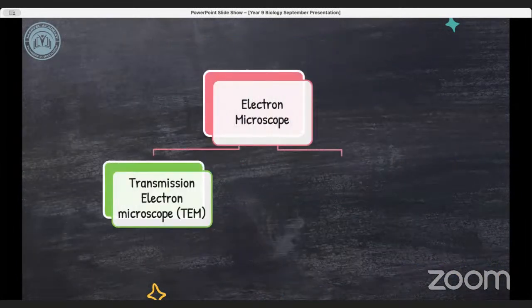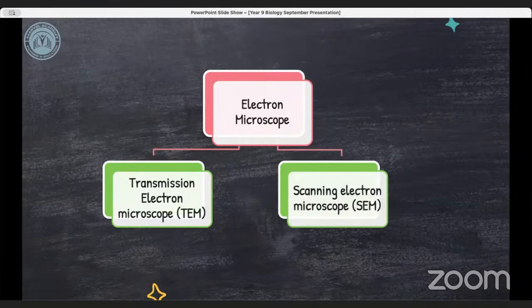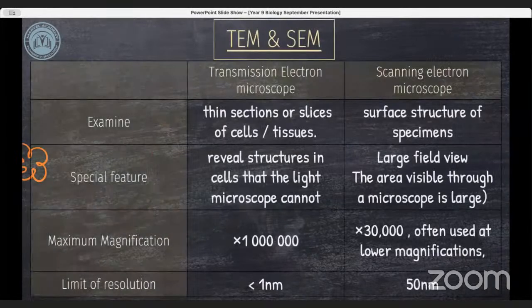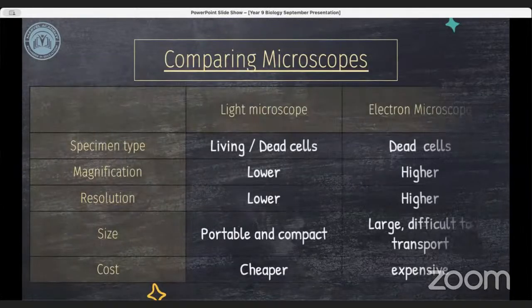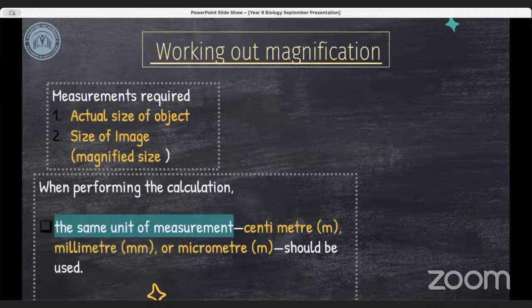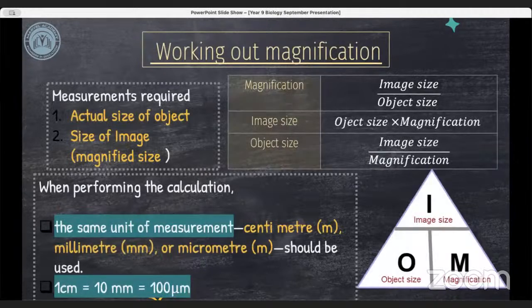Then, can you remember we spoke about the two forms of electron microscopes, transmission and scanning? This is the summary for that. We already learned about it, and we did the comparison of light and electron microscopes. Then we learned the formula for the calculation. These are the three formulas that you can build up: magnification, image size, object size.